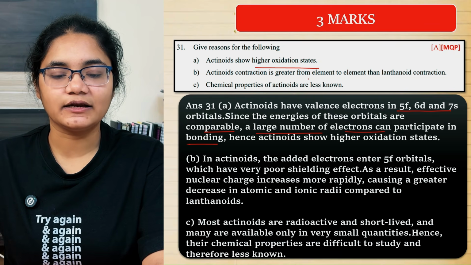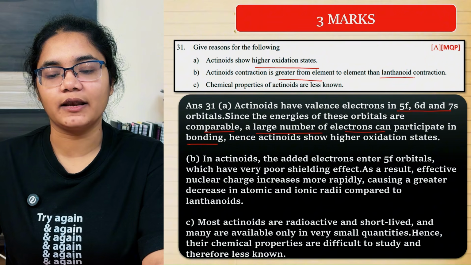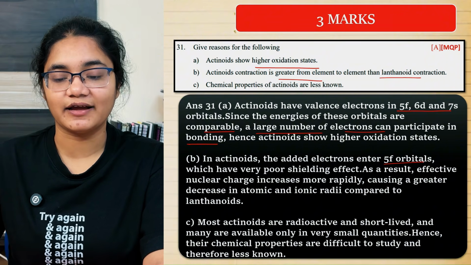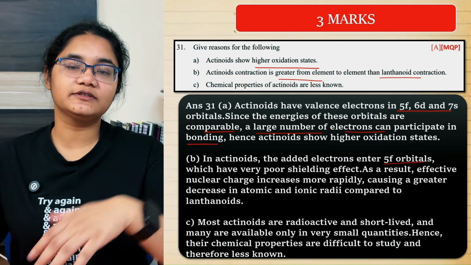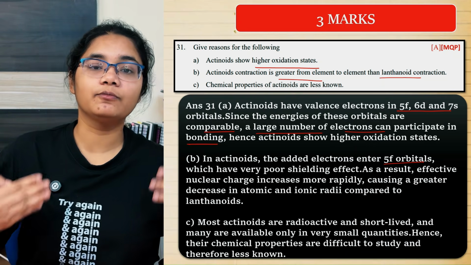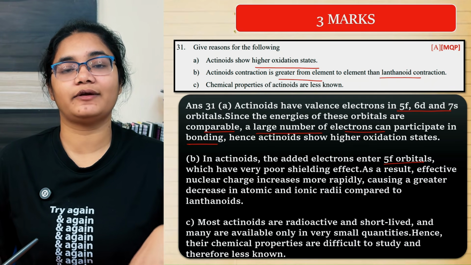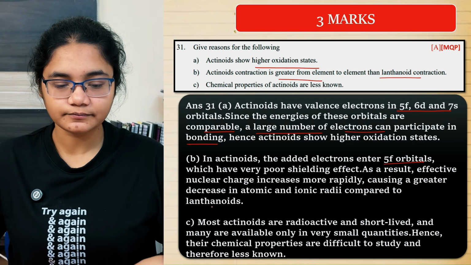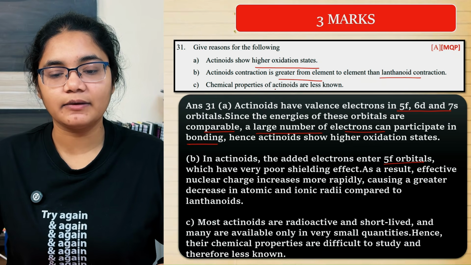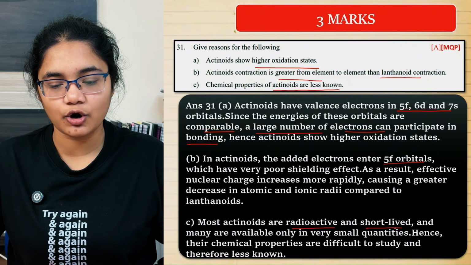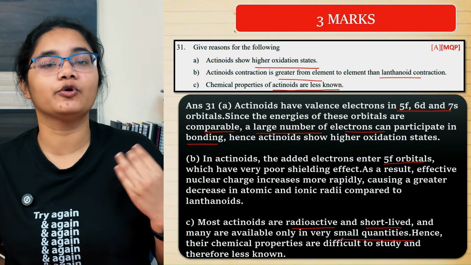Okay. Next, actinoid contraction is greater from element to element than lanthanoid contraction. Now, actinoid contraction is due to the poor shielding of 5f orbitals. Okay, and now these 5f orbitals have a much poorer shielding effect than 4f orbitals. So that is why actinoid contraction is much stronger here. Next question, chemical properties of actinoids are less known. That is because they are radioactive, they are short-lived, and they are produced in very small quantities.